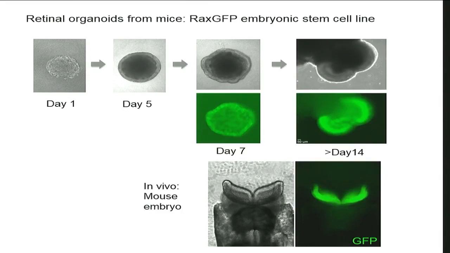And what's interesting is the GFP in these RAX GFP mouse ES cell-derived organoids turns on at around day 7, very close to when it turns on in vivo. So the clock of development in organoids is about the same. It's almost within a day the same as it is in vivo.